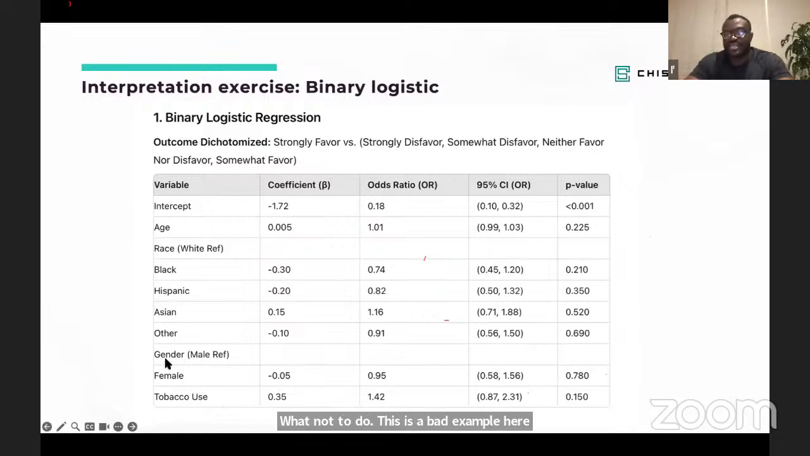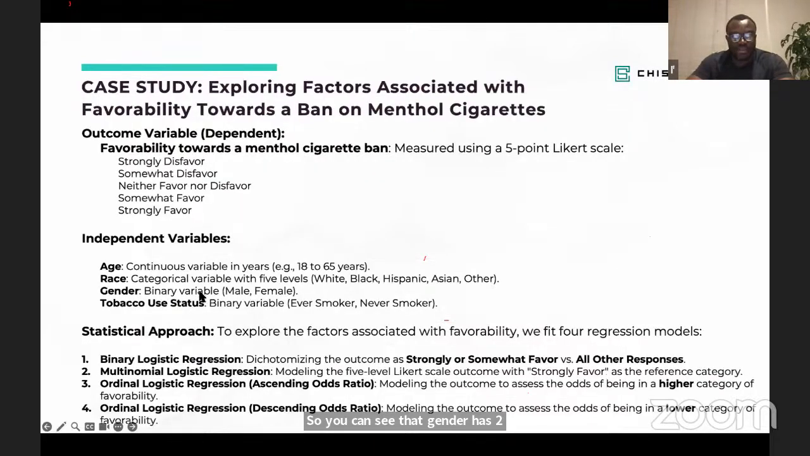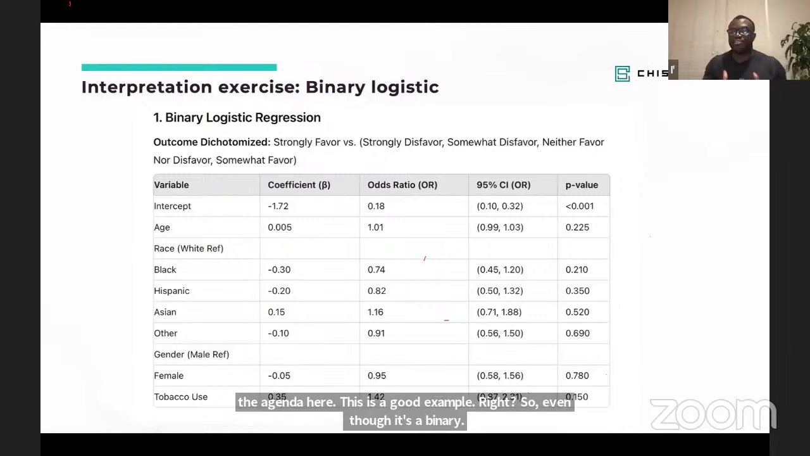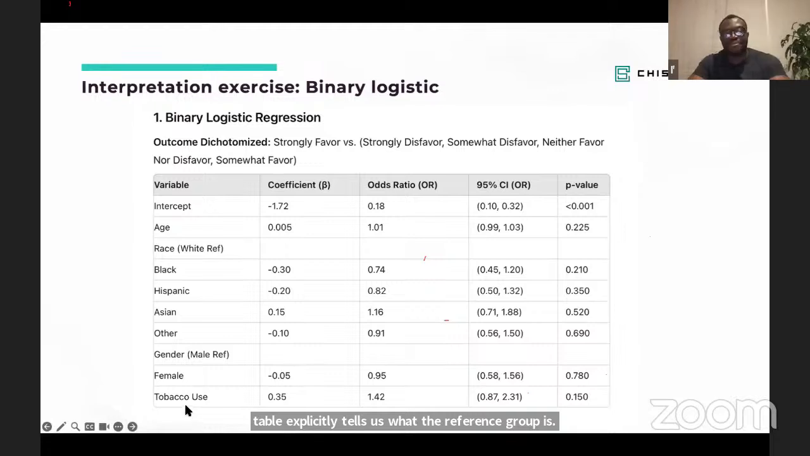So you can see that gender has two categories, male and female, right? Gender, binary, male, female. Tobacco use also is binary, ever versus never smoker. So here I've tried to show you a bad example of what to avoid. So the gender here, this is a good example, right? Even though it's a binary variable, the table explicitly tells us what the reference group is so that we're not assuming. With this tobacco use here, we are left in a situation to start wondering, what does tobacco use mean? Is this a binary variable? If it's binary, what is being compared to what, right?